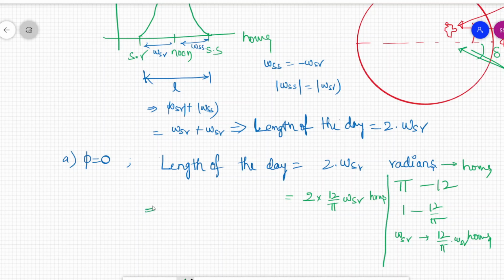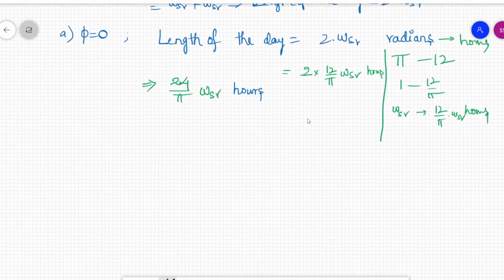So the length of the day is nothing but 24 pi by omega SR. This is in hours now, right? This is in hours. I hope you got this. Now we need to find omega SR, because that is the only variable we need to find. So what is omega SR now?